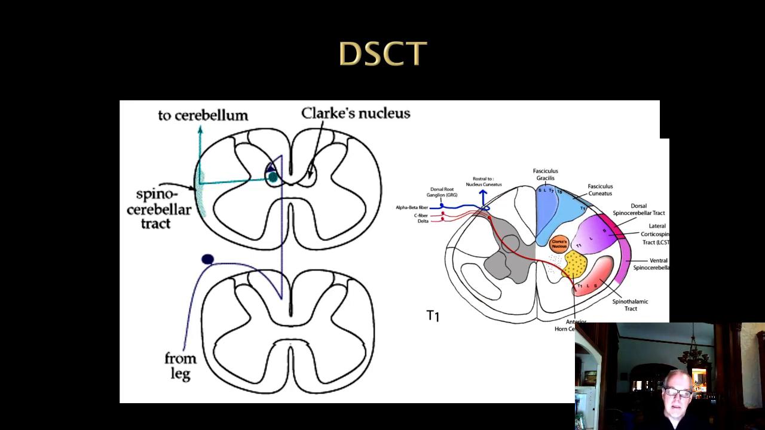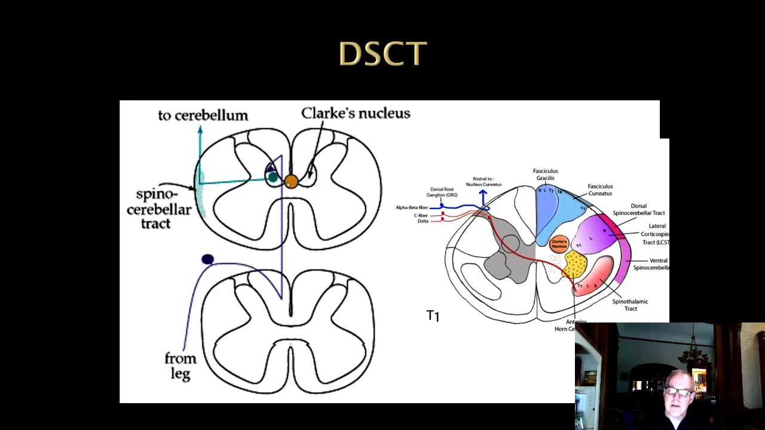So again, the goal here is to get information to your cerebellum about where the leg is in space. And so sensory information from the leg, and this comes from muscle stretch receptors, actually enters first the dorsal columns. Okay, and it kind of hitchhikes in the dorsal columns, and it will travel up until we get to L2 of the spinal cord, and that's when we see Clark's nucleus right here.